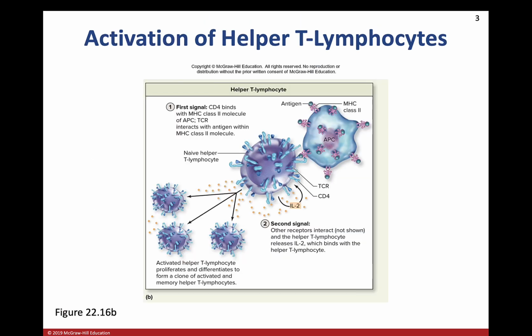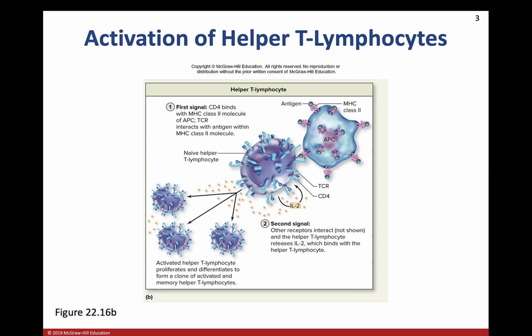Here we're looking at the activation of helper T lymphocytes. Note we actually have the MHC class 2 here, and remember, they interact with the helper T cells. The first thing that's going to happen is the binding with the MHC class 2 molecule, and this will interact with the antigen within the MHC class 2 molecule.